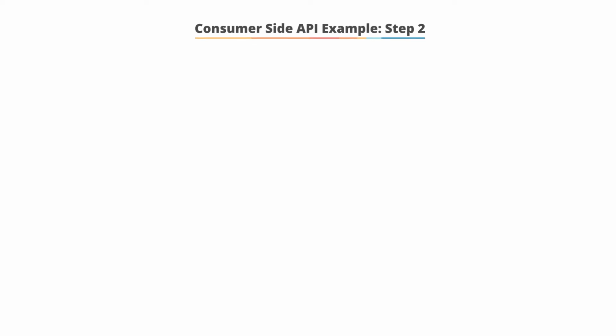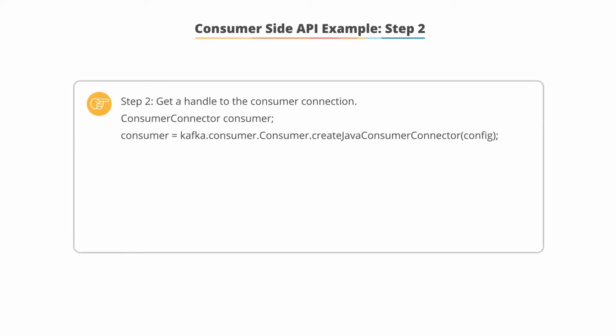In step 2 of the consumer side API, we have to get a handle to the consumer connection. So in this case, we will create an instance of ConsumerConnector called consumer. Consumer will then be set equal to kafka.consumer.Consumer.createJavaConsumerConnector and pass it the config that we just created.